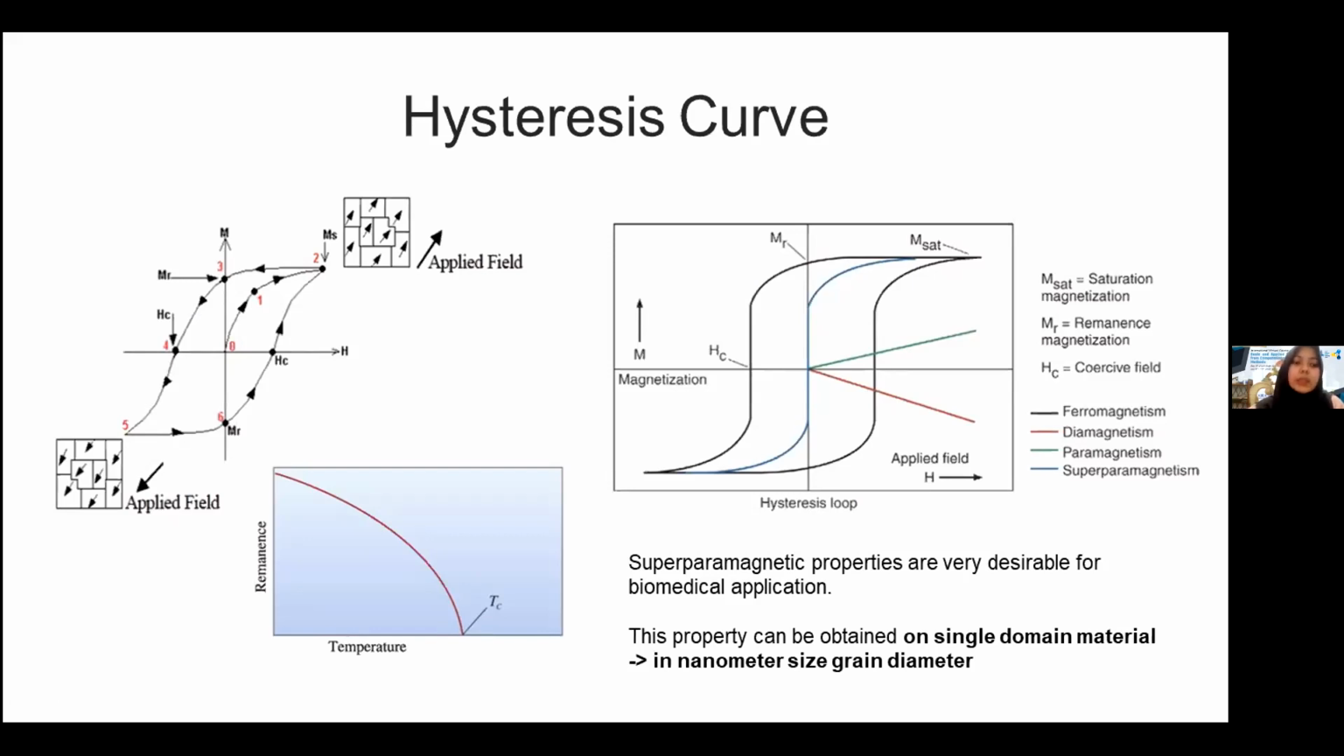or when the magnetic field is removed. This phenomenon is called remanence. And there is a relation with the temperature. There is a specific value of temperature that performs zero remanence, and this temperature is called the Curie temperature.